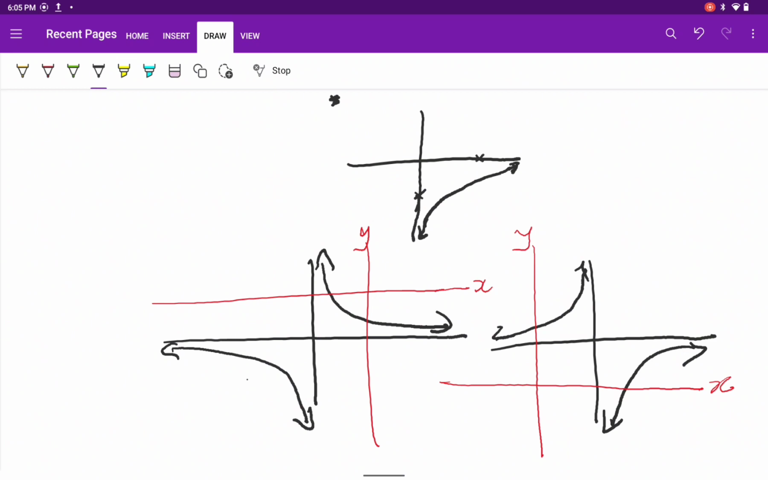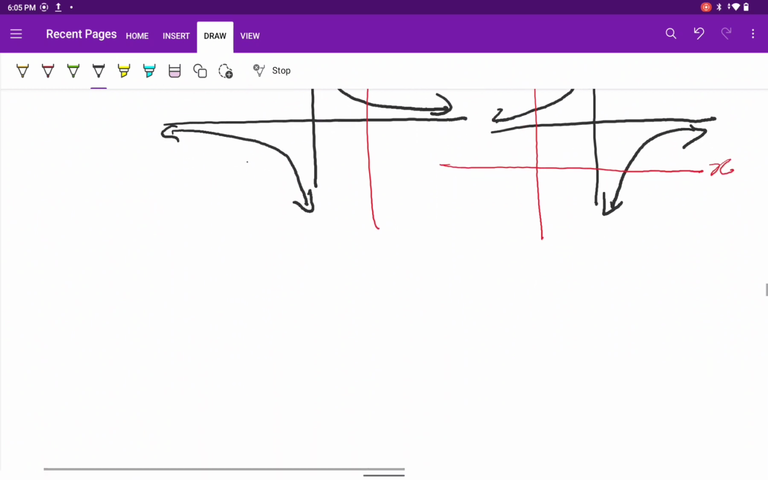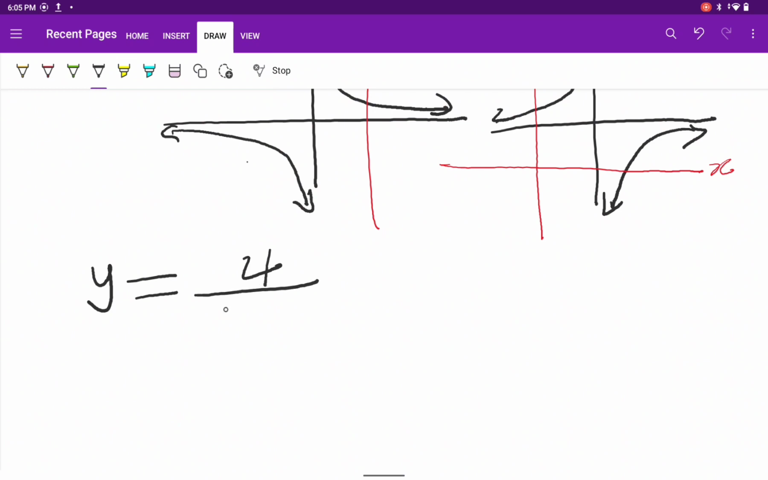We are going to go to graph sketching. So we are going to look at the graph of y equals 4 over x minus 2 minus 1. Right, so this is a hyperbola. We are going to draw this graph, the graph of y equals 4 over x minus 2 minus 1.